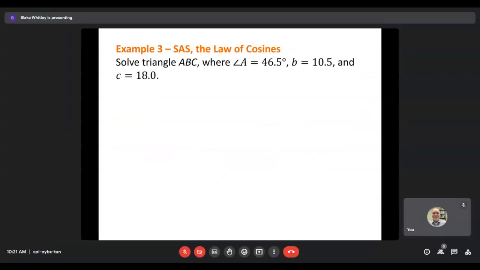All right, example 3. So this time we're given angle A, side B, and side C. So again, I'm going to sketch my triangle. In this case, angle A is 46.5 degrees. So side B is going to be 10.5. That goes over here. And we know side C has to be 18.0.